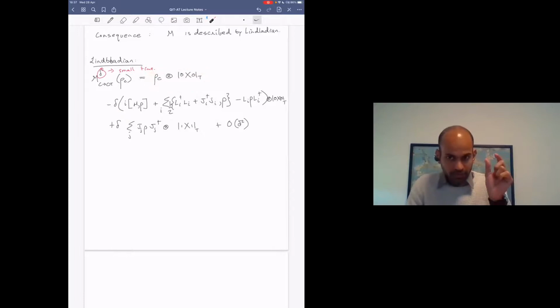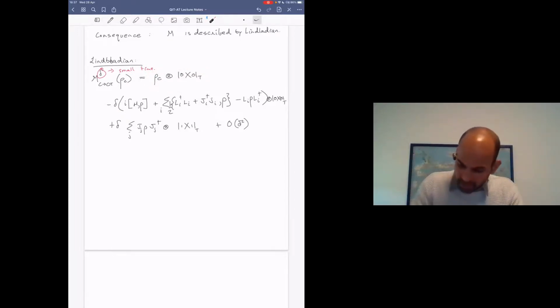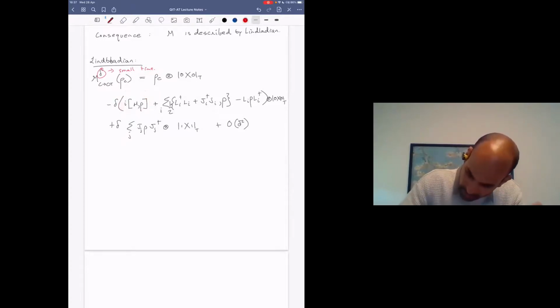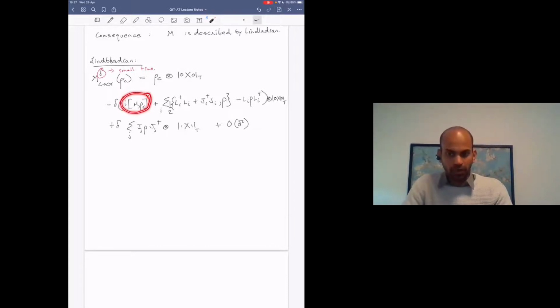In the limit of a small infinitesimal time, a number of things happen. First of all, you see that this term here, i [H, rho_C], is the usual closed system evolution of the clock. So this incorporates the clock's own natural degree of freedom evolving as it would under the Hamiltonian that it would have as a closed system without anything else being involved.